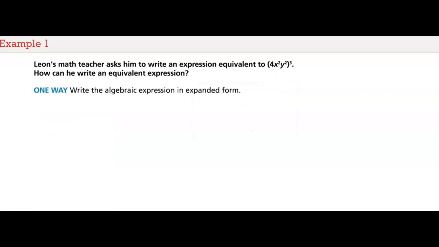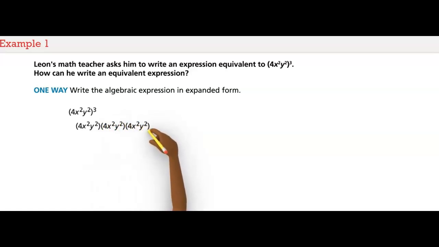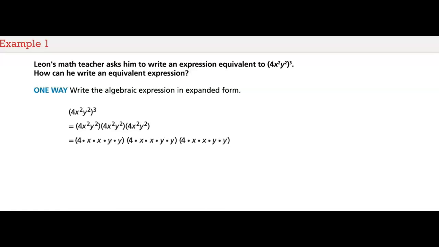One way to write an equivalent expression is to write the algebraic expression in expanded form. Write 4 times x squared times y squared multiplied 3 times. Write each factor in expanded form. Group like terms together. Multiply the coefficients. And rewrite the variables using exponents.